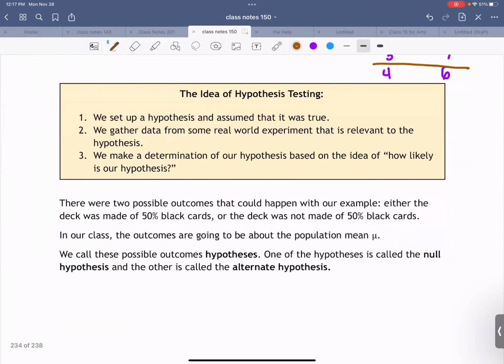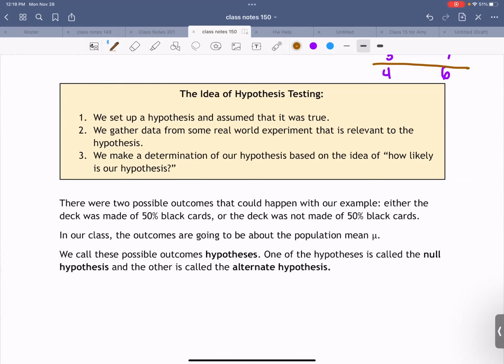Okay, so here's the idea of hypothesis testing. We set up a hypothesis and we assume that it's true. So in the beginning, we said that the mean was 5 and we were pretty much confident that the mean was going to be 5, right? It's going to be around 5. Then we're going to gather some data from the real world, like picking cards, and we're going to process that data and see what happens. And then finally, we're going to figure out, okay, is my hypothesis likely? Is it not likely? We're going to see if we say our hypothesis is not true, or if our hypothesis is true. Okay, so we're going to figure out which one we can say.